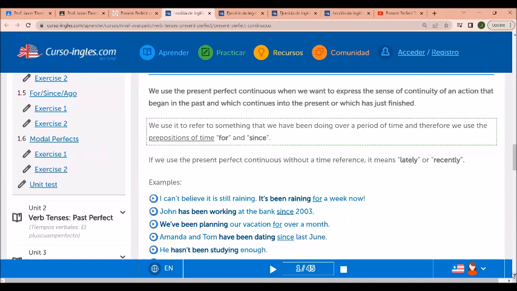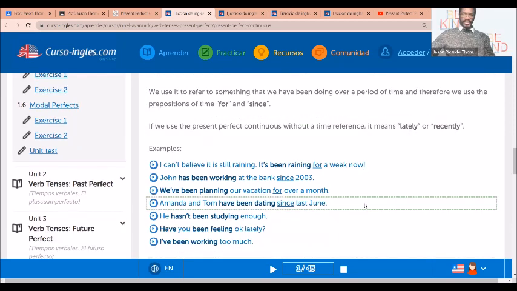We use the present perfect continuous when we want to express the sense of continuity of an action that began in the past and which continues into the present, or which has just finished. We use it to refer to something that we have been doing over a period of time, and therefore we use the prepositions of time, for and since. If we use the present perfect continuous without a time reference, it means lately or recently. The examples? Yes, please.